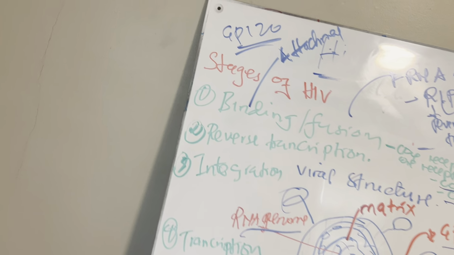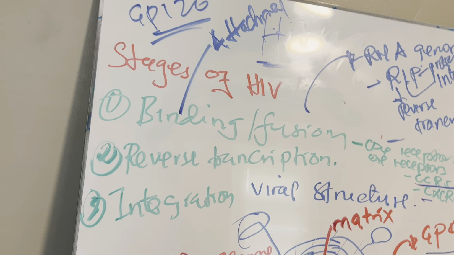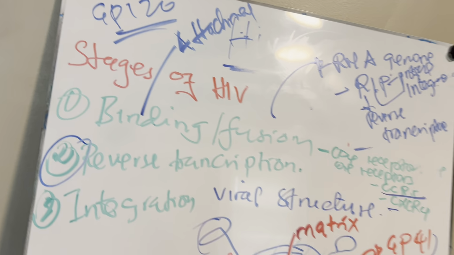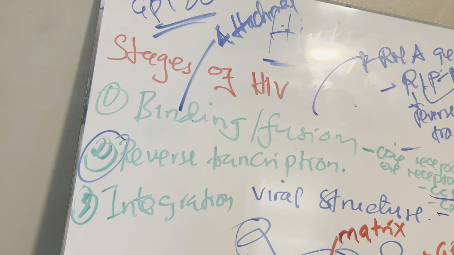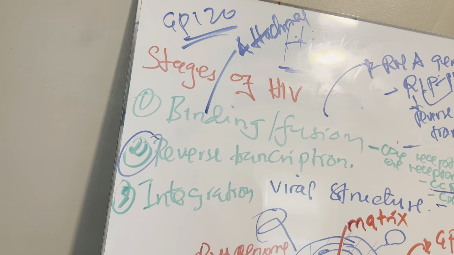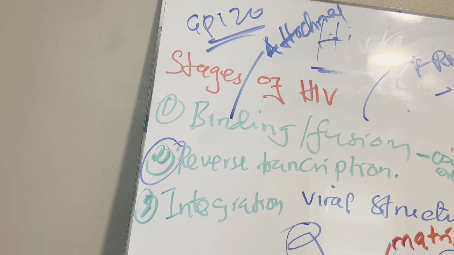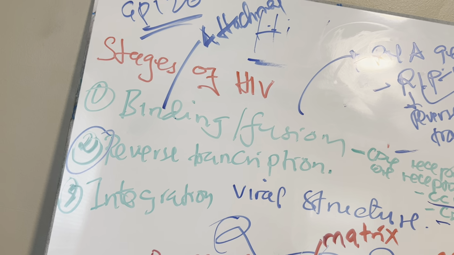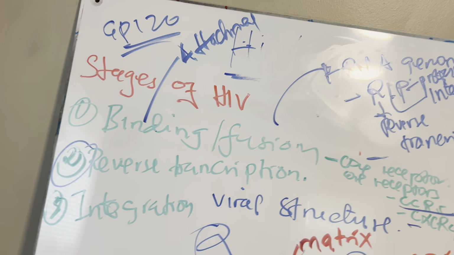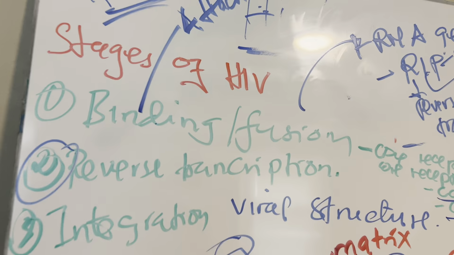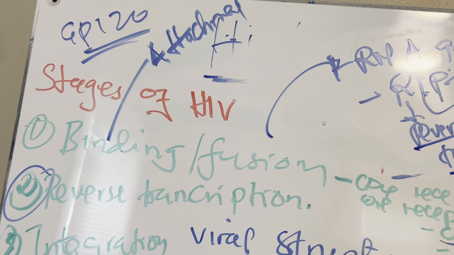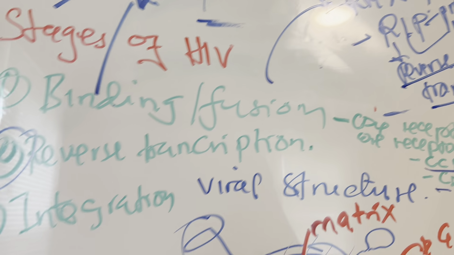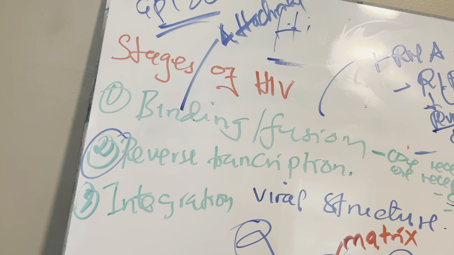The next stage, after binding, attachment and fusion, the second pathway, is what we call reverse transcription. Inside the host cell, the viral RNA is reverse transcribed into complementary DNA by the enzyme reverse transcriptase. This enzyme transcribes the viral RNA into complementary DNA.